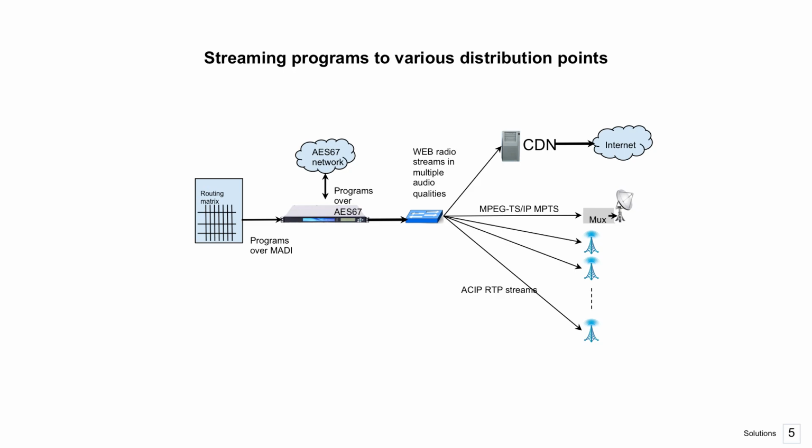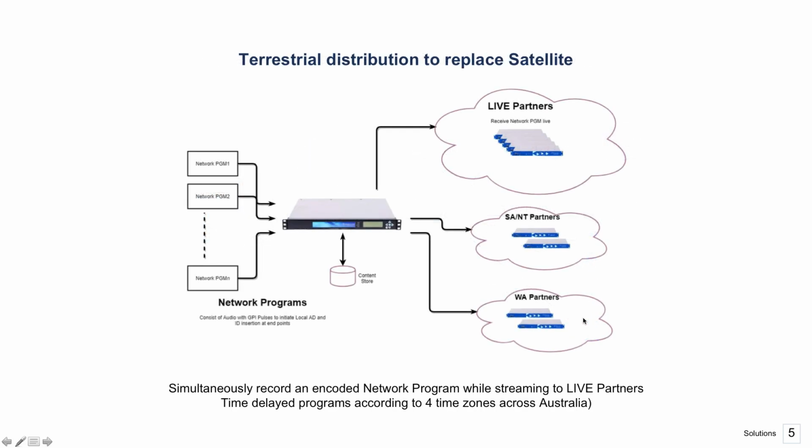We can do streaming programs to various programs. So we might have something coming in, going out to web radio, simultaneously in a different format going to our satellite, and then simultaneously in a different format going to other transmitter sites. We could do terrestrial distribution. This is what Apple does. So you could take audio programs and go out to several partners throughout the world at the same time, and simultaneously record and encode network programs while streaming to live partners. Very, very powerful.